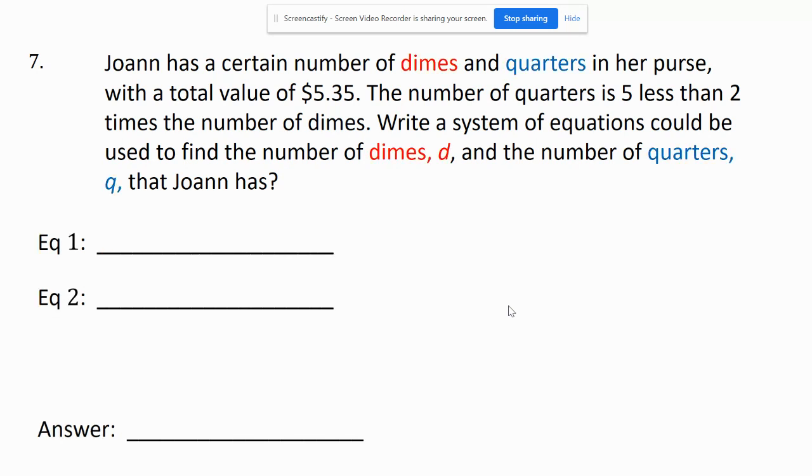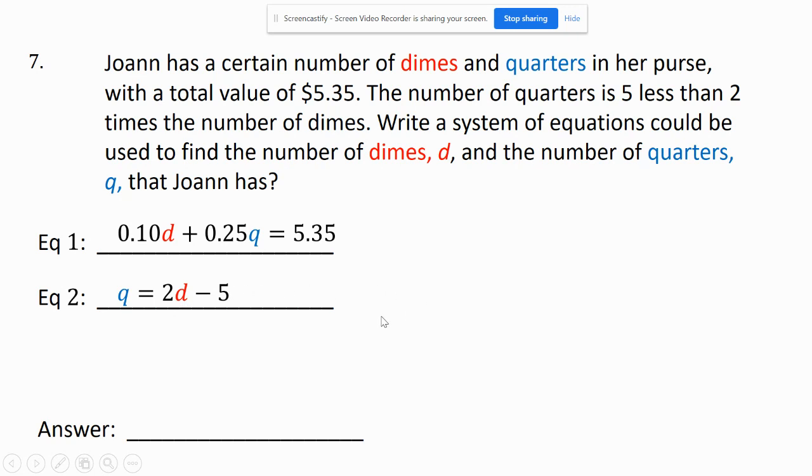Well, first off, I'm going to do this. Dimes are 10 cents and quarters are 25 cents. So I've made it 0.10d plus 0.25q equals $5.35. I also notice the number of quarters is 5 less than 2 times the number of dimes. So the number of quarters will be 2 times the number of dimes minus 5.